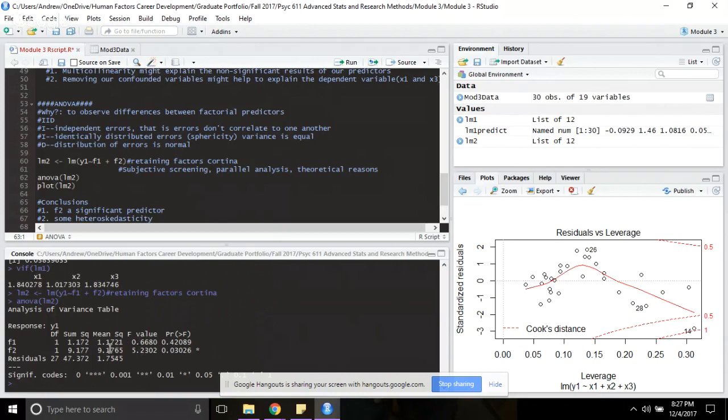And the F value is found by taking the between mean squares and dividing it by the within mean squares, indicated by the residual row right here.